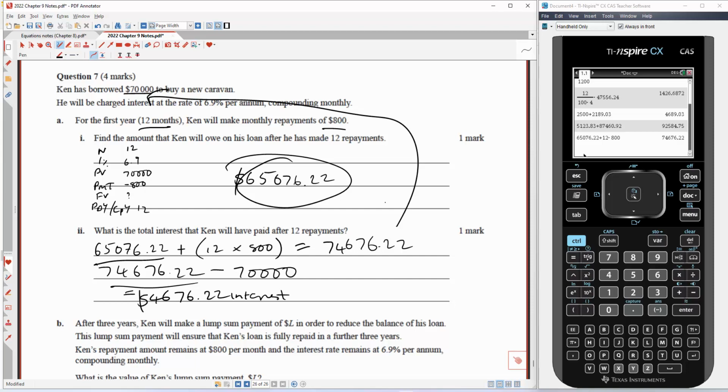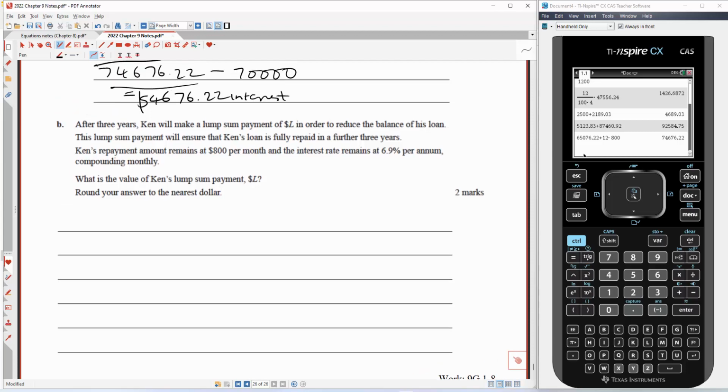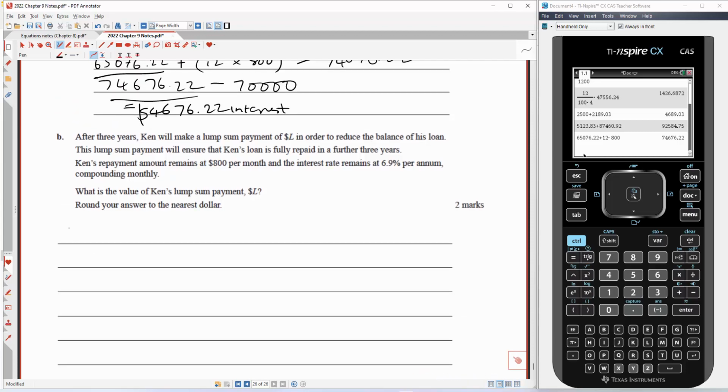All right. After 3 years, Ken will make a lump sum payment of an amount in order to reduce the balance of his loan. This lump sum payment will ensure that Ken's loan is fully repaid in a further 3 years. Ken's repayment remains at $800 per month, and the interest rate remains at 6.9 per annum, compounding monthly. What's the value of Ken's lump sum payment? Okay, so what we're going to do is work out 3 years from start.